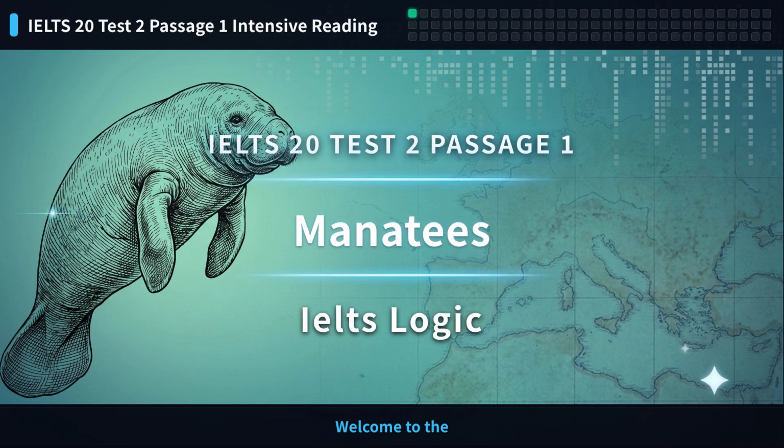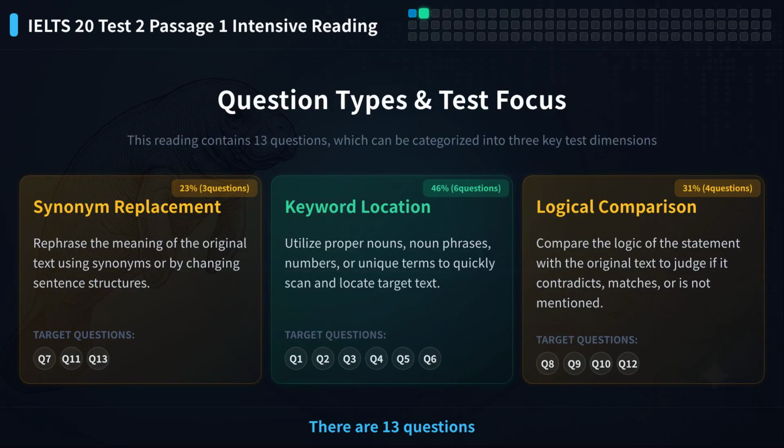Welcome to the IELTS reading explanation. Today we are going to study IELTS 20 Test 2 Passage 1, Manatees. There are 13 questions in this passage. The first 6 are note completion questions, and the last 7 are true or false questions.